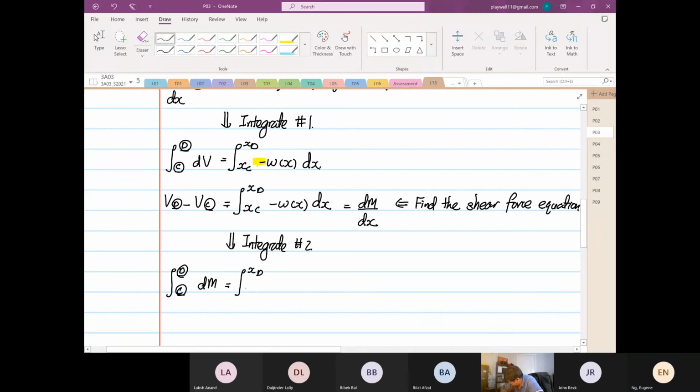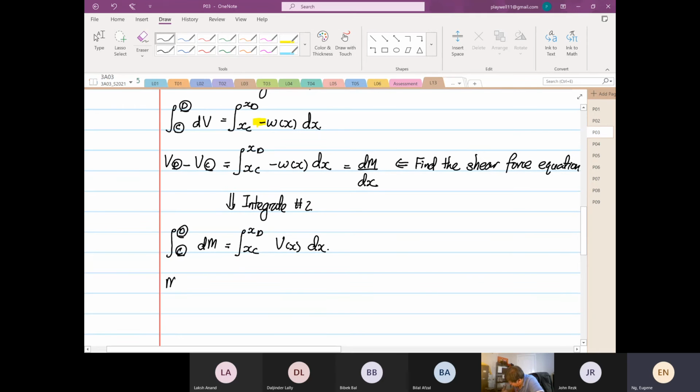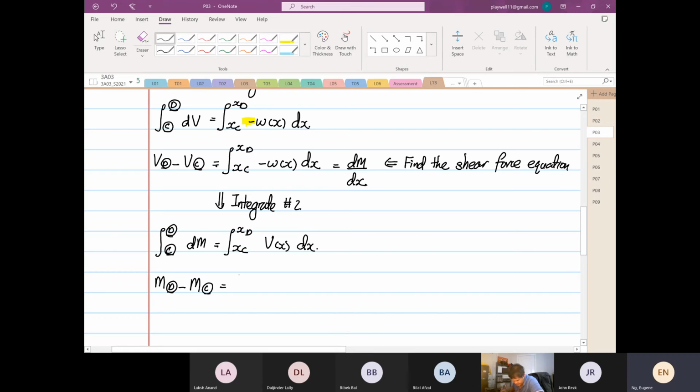Point D, distance point C. So V as a function of x dx now, right? So we have the moment at point D minus the moment at point C is equal to, you integrate V(x) dx from point C to point D. Okay, so this is your V(x) dx. This will get you your moment equation. Okay, so let's go further.